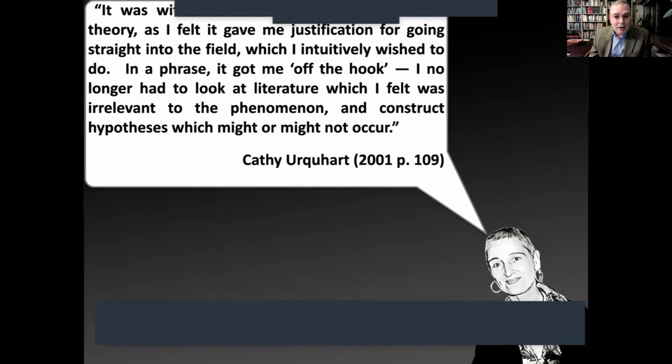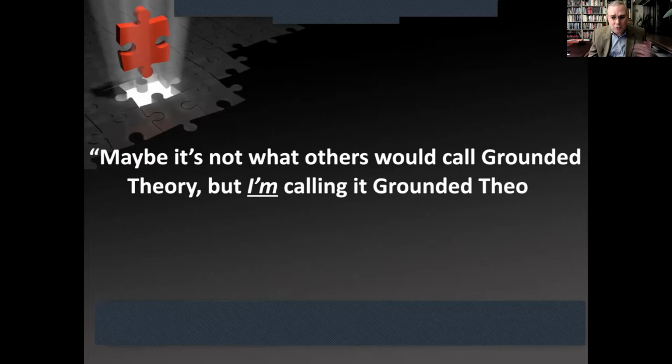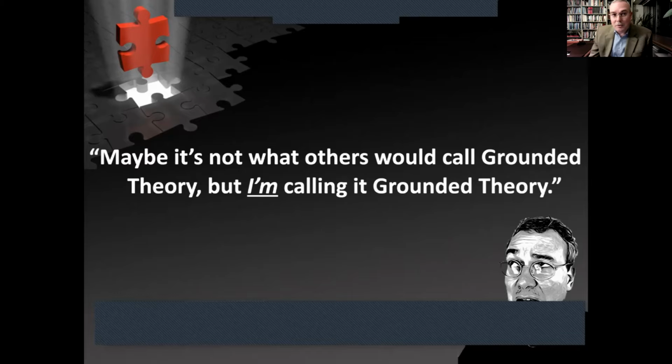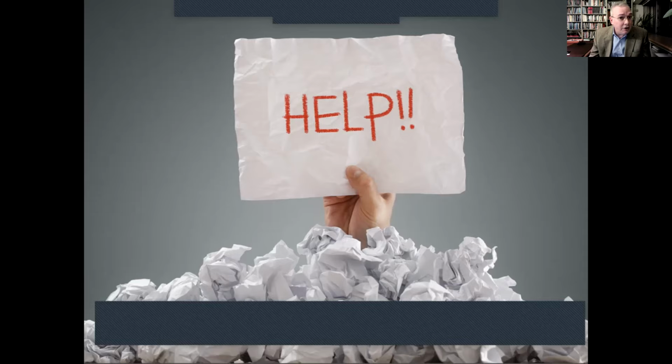I remember one time I was at Oxford and a student said that he was going to be doing grounded theory, and he told me what it is he was going to be doing. And I said, well, that's really not grounded theory. And he said, well, maybe it's not what others would call grounded theory, but I'm calling it grounded theory. Oh, no, no, no. And so it begins. What happens often is that when people don't follow the procedures set out in the grounded theory methodology, they end up getting drowned in data. You'll see them coming with all of these interview transcripts and all of this material, and it's like, what do I do with this now?